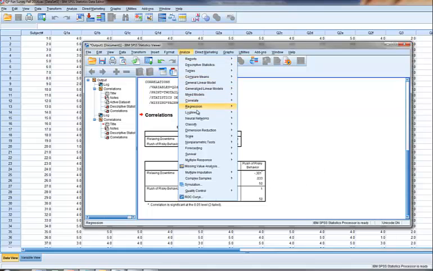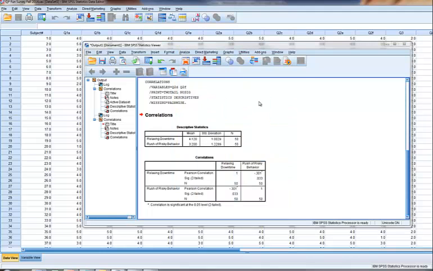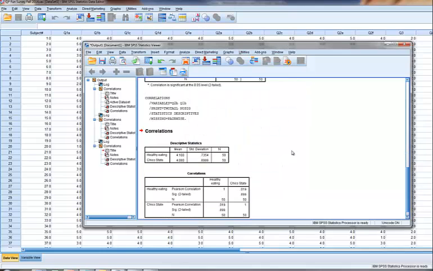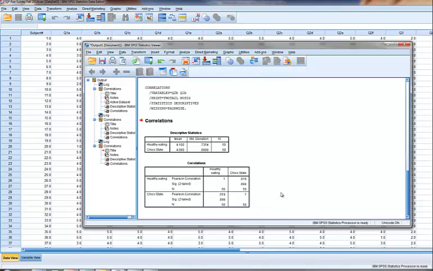We can also do analyze, correlate, bivariate, and let's look at a different set of relationships with 2 variables. Let's explore the importance of healthy eating and the importance of satisfaction with Chico State. This example is to show you a statistically insignificant or not significant finding.